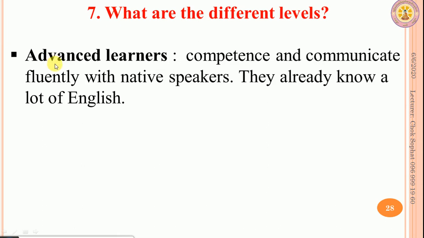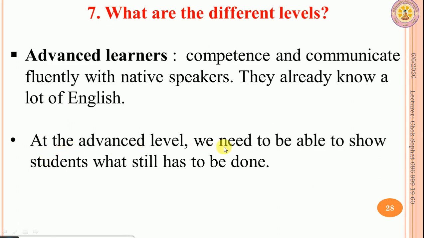Advanced level. Look at the advanced level. Competent and communicates fluently with native speakers. So in the advanced level, students are fluent in English. They can communicate with a foreigner and converse in English fluently with native speakers because they have gained a lot of knowledge in English.